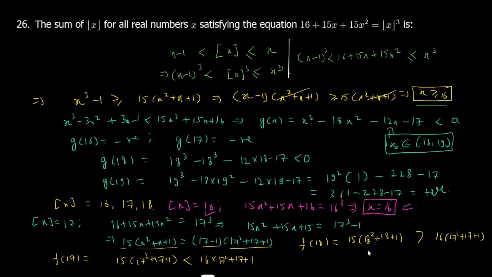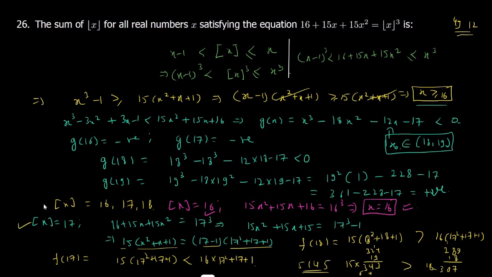If you want to compare, let's compare it: 324 plus 19 will turn out to be 343. And this is nothing but 17 square is 289 plus 18, so 307. Now 15 into 343 and 16 into 307. 16 into 7 is 112, carry 1, and so on, giving 4912. And the other is 5145, which is clearly greater than 4912.